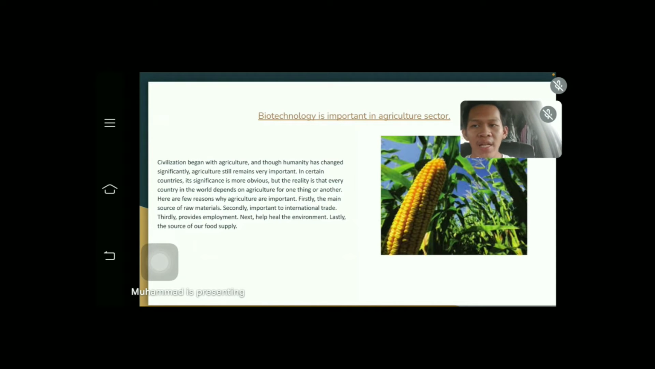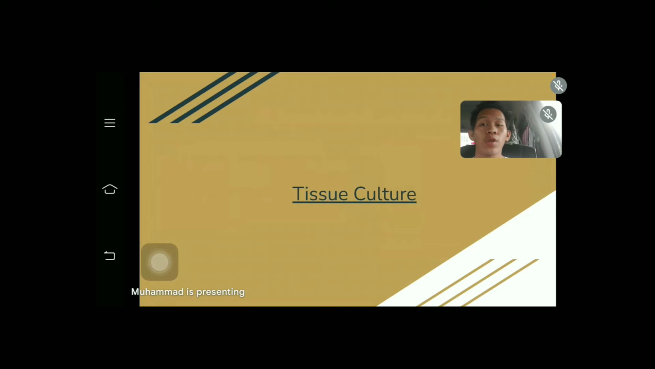Firstly, the main source of raw materials. Second, important to international trade. Third, provide employment. Next, help heal the environment. And the last one is the source of our food supply. Next we go to tissue culture.